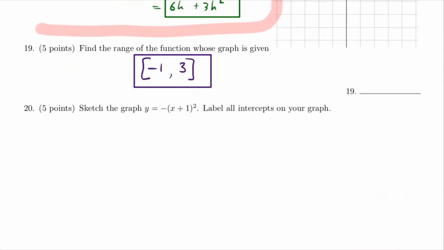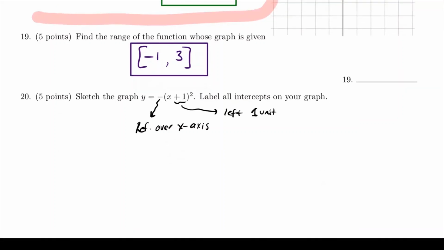Now for number 20, that's the last problem of this exam. We're going to sketch this and label all intercepts. You could make a table of values, but I'm going to use transformations to graph this. This right here means it's a reflection over the x-axis. And this +1 inside the parentheses represents a horizontal shift, so we're going to go left 1 unit. If you haven't learned transformations, you might want to make a table of values, come up with a sketch, and find the x and y intercepts.